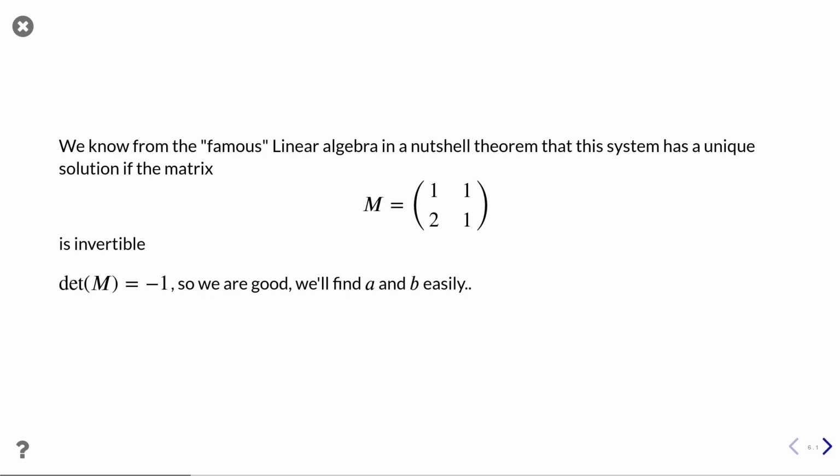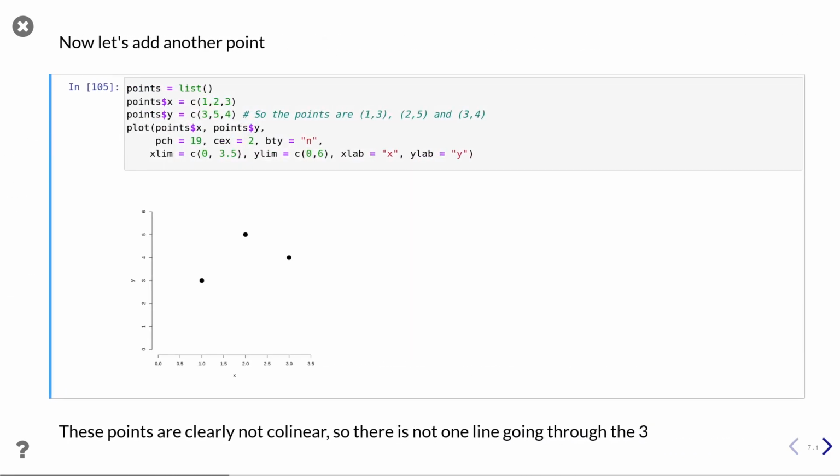Our famous linear algebra in a nutshell theorem that we saw during the review session states that this system, which is a system with a square matrix, so everything is nice, has a unique solution if that matrix is invertible. We compute this determinant, we find -1, so we can solve. I'm not going to do it explicitly here. I'll actually let the computer do it, but I'll show you later.